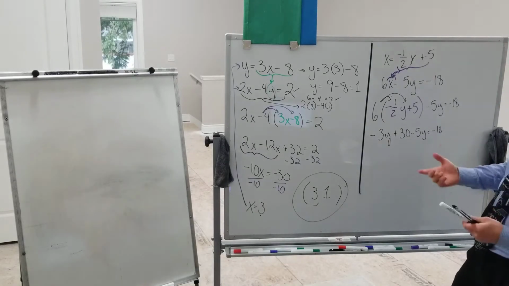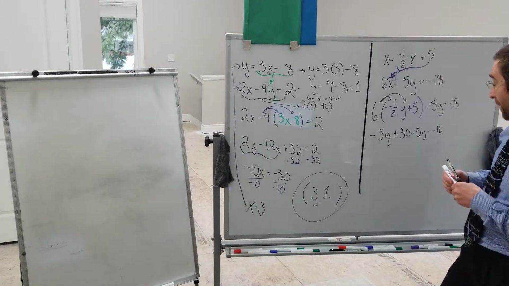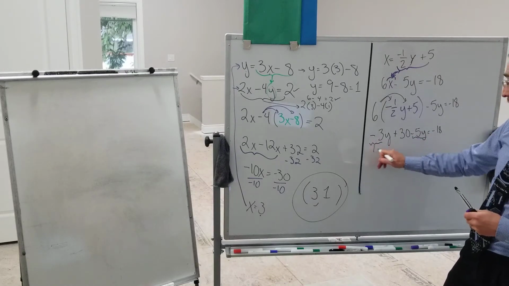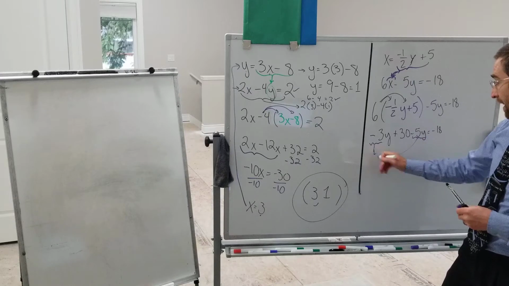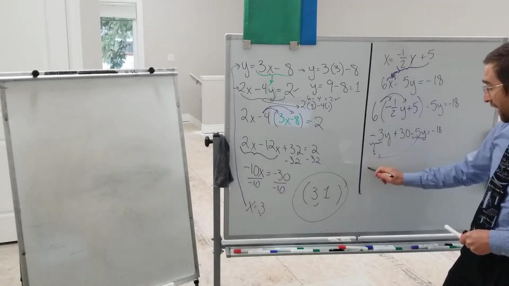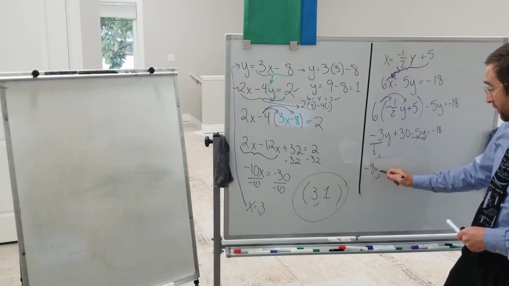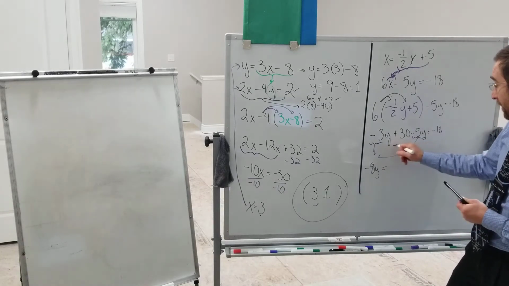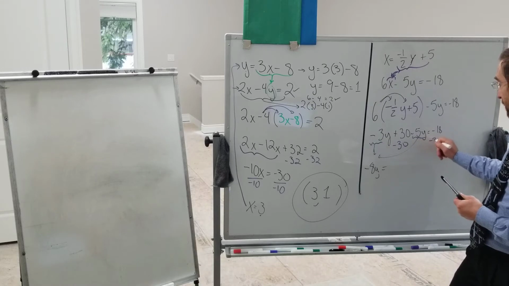All right, now combine like terms and solve for y. Boom, boom. We've got a negative 3 and a negative 5. That gives me negative 8y. I'm going to get rid of this plus 30 by subtracting 30 on each side. So undo that plus 30.